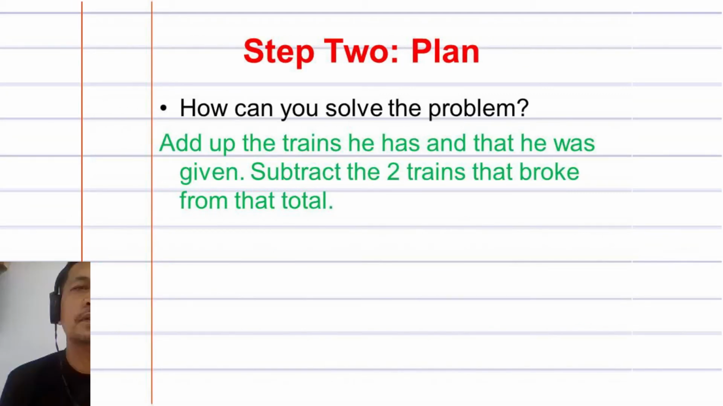Step 2. How are we going to solve the problem? Okay, so here it is. Add up the trains that he has and that he was given. Then subtract the 2 trains that broke from that total.